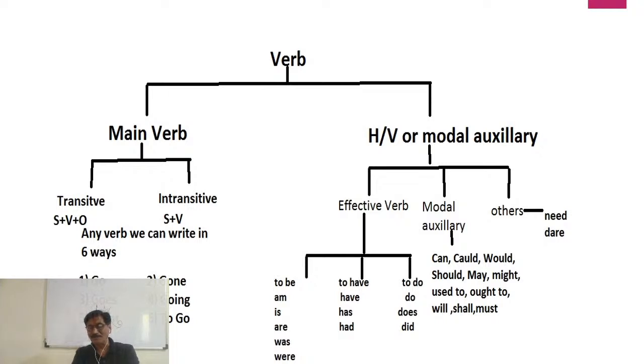So done is only, you can say, it will come in the main verb, and it is the third form of do. I told you this do we can use as a main verb also, did we can use as a main verb also, and we can use as a helping verb also. Any doubt is there? Please let me know your doubts. Is there any doubt? Please let me know.